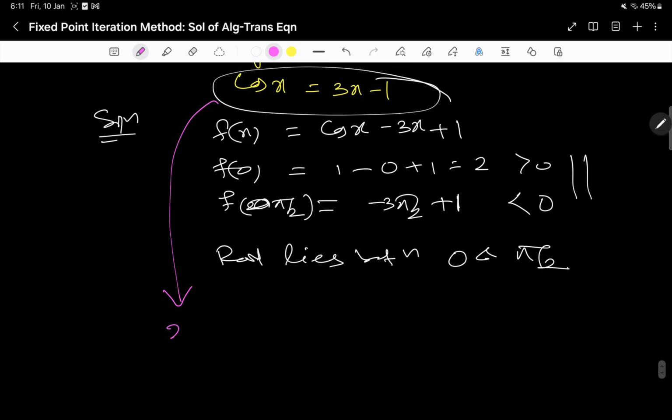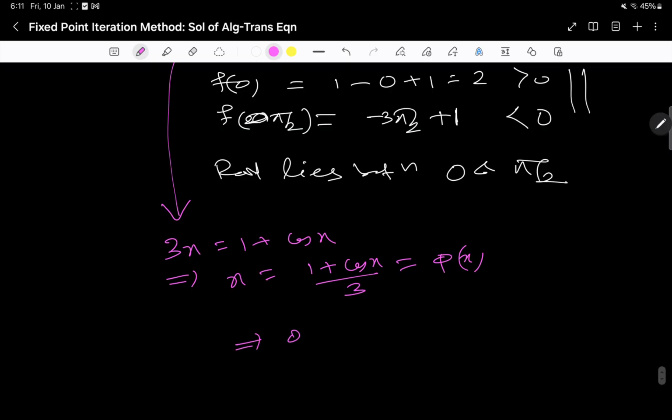So 3x is equal to 1 plus cos x. What is my x here? It is (1 plus cos x) by 3. Let it be my phi x. So what is my phi dash x? If I find the derivative, cos x gives minus sin x.